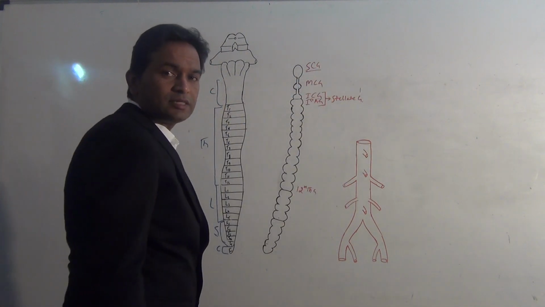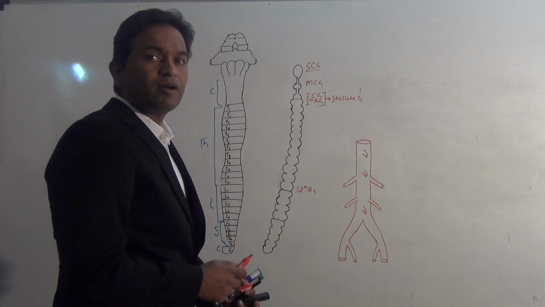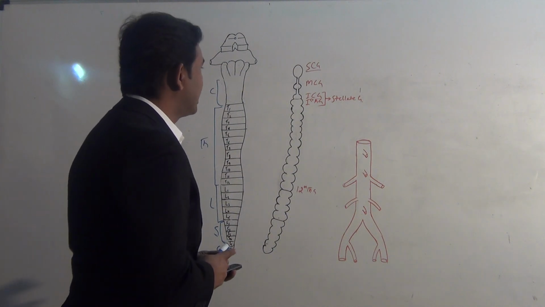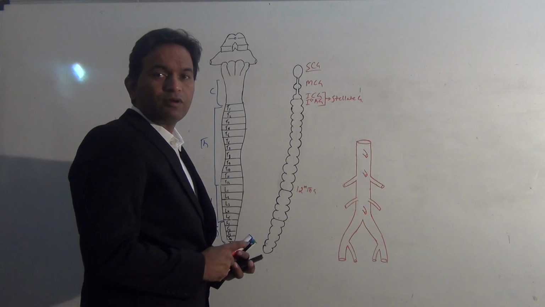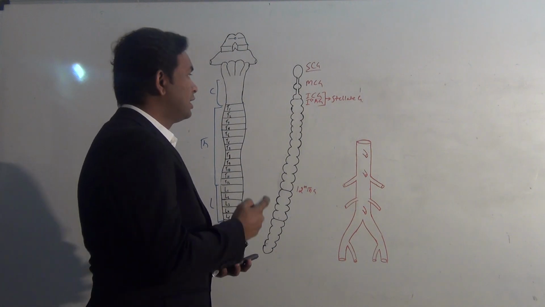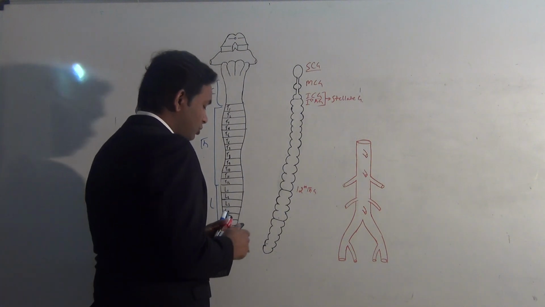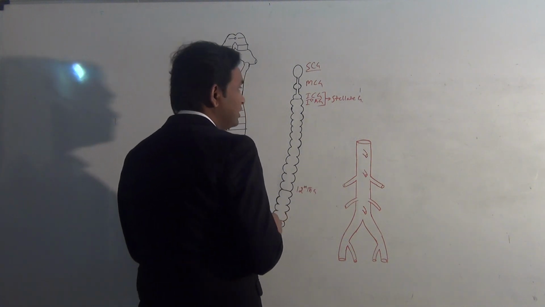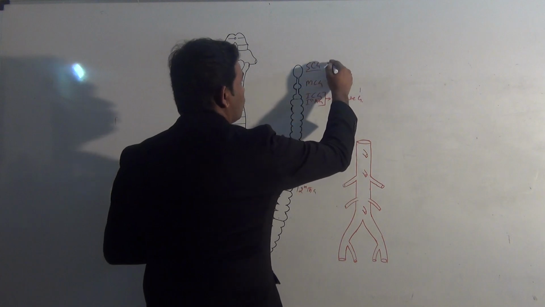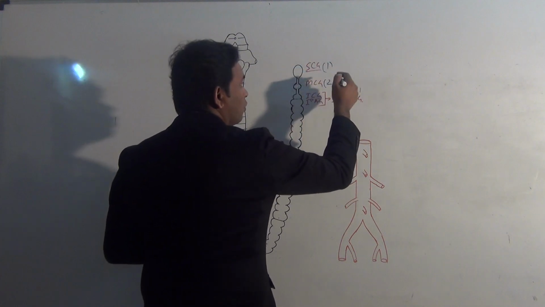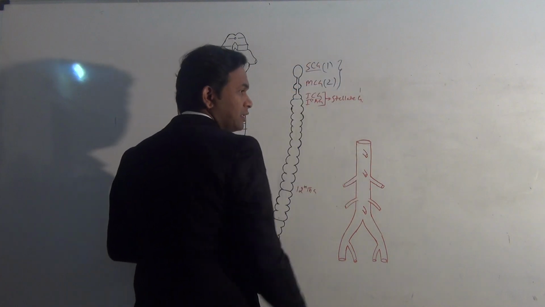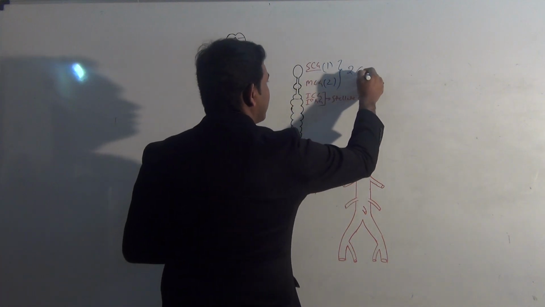Theoretically, the superior cervical ganglia is considered to be formed by fusion of the upper 4 cervical ganglia, the middle cervical ganglia from the 5th and 6th cervical ganglia, and the inferior cervical ganglia from the 7th and 8th cervical ganglia. So now there are only 3 cervical ganglia, one superior, one middle, and one inferior.